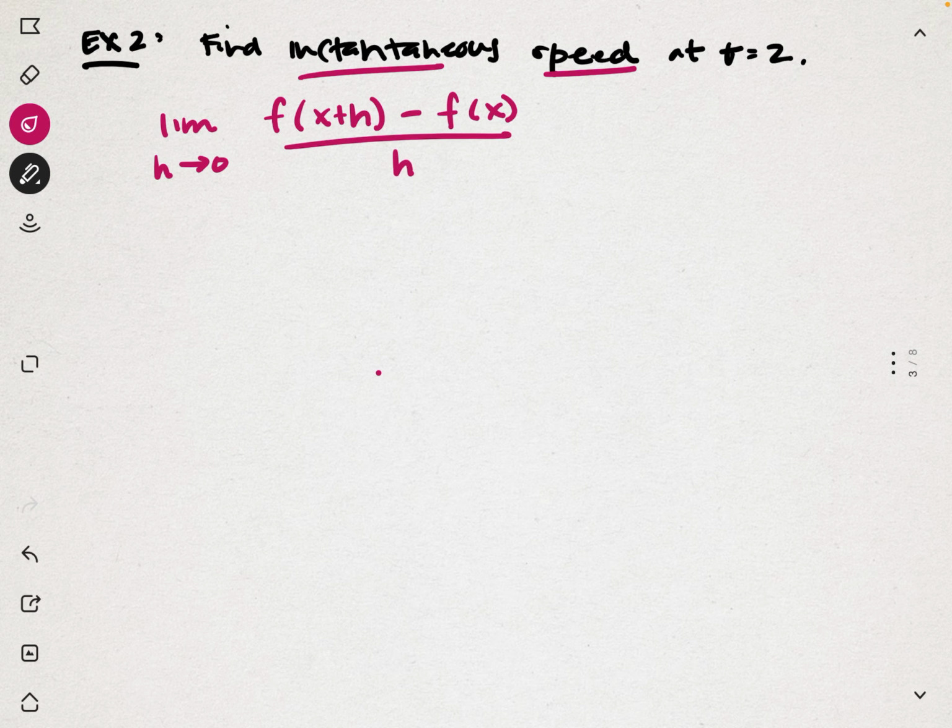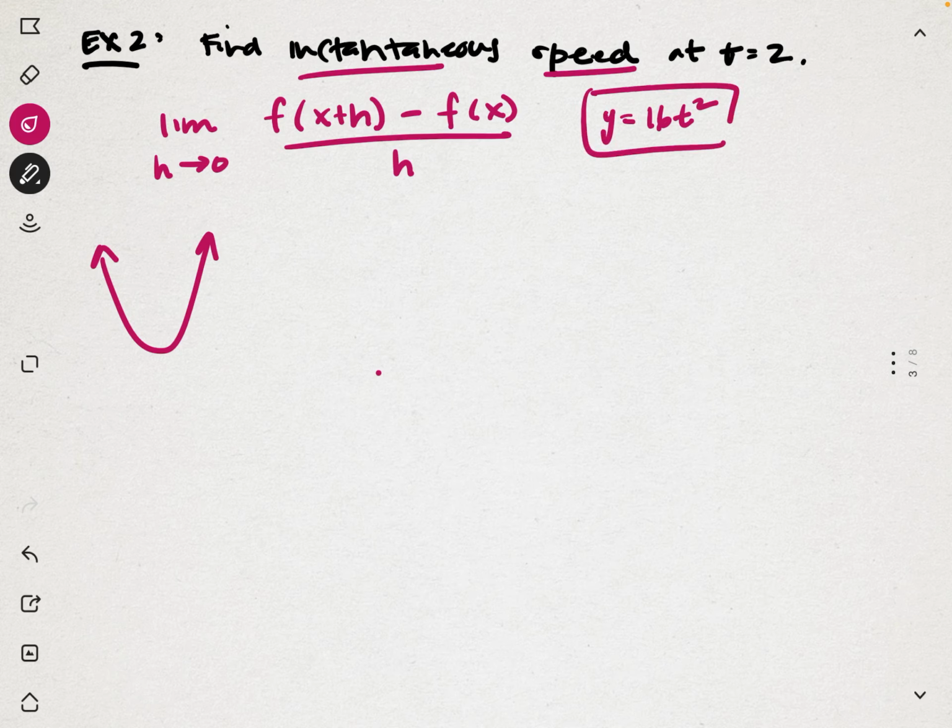So let's say we have this parabola, right? And this represents our speed. So we know that it was 16 t squared. This is our equation. So if we're looking at this parabola at 2, let's say, right?